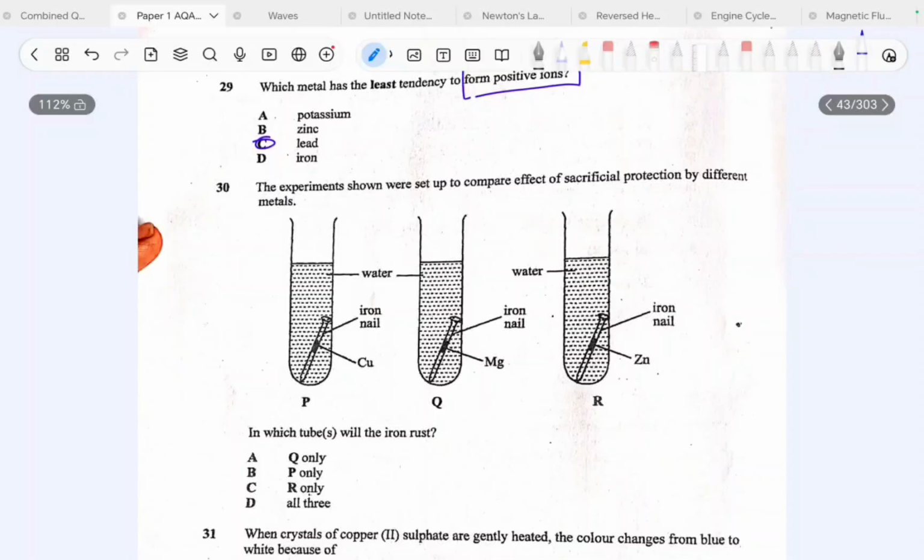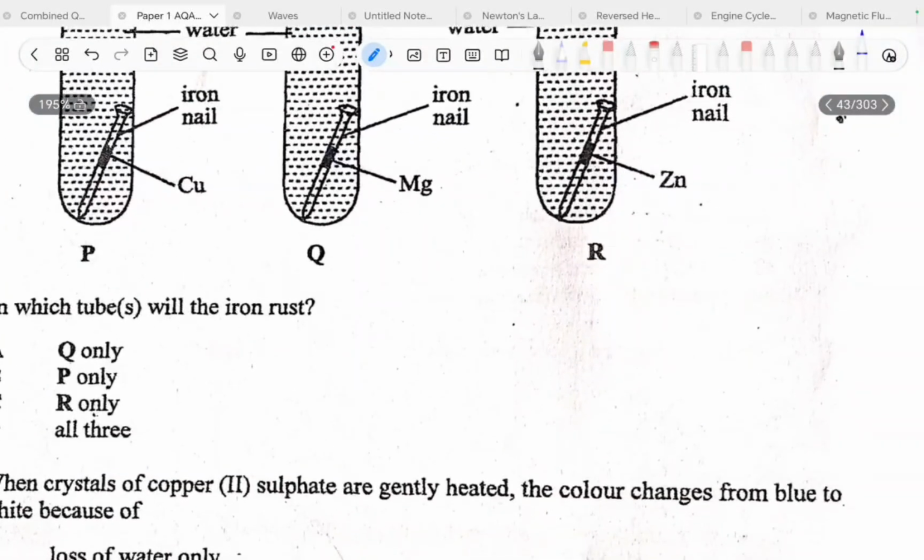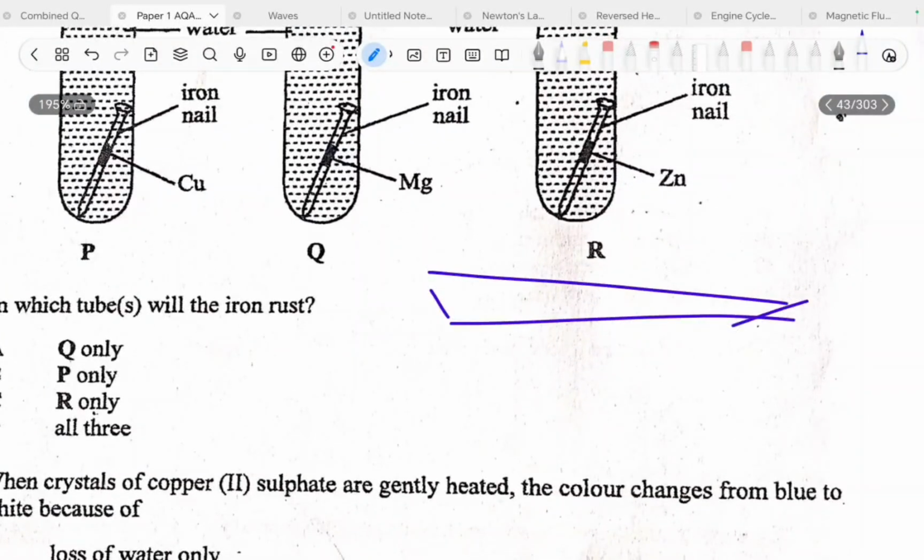The experiment shown was set up to compare the effect of sacrificial protection by different metals. So what is sacrificial protection? Sacrificial protection is basically when you have a more reactive metal attached to a less reactive metal, and usually the less reactive metal is useful and you don't want it to rust. Think of rusting. So you see ships that go in the ocean are made of iron. So to avoid rusting, they put a very reactive metal on the ship hull. So instead of the water reacting with the steel, it reacts with the more reactive thing, so that the less reactive metal is safe and doesn't react.